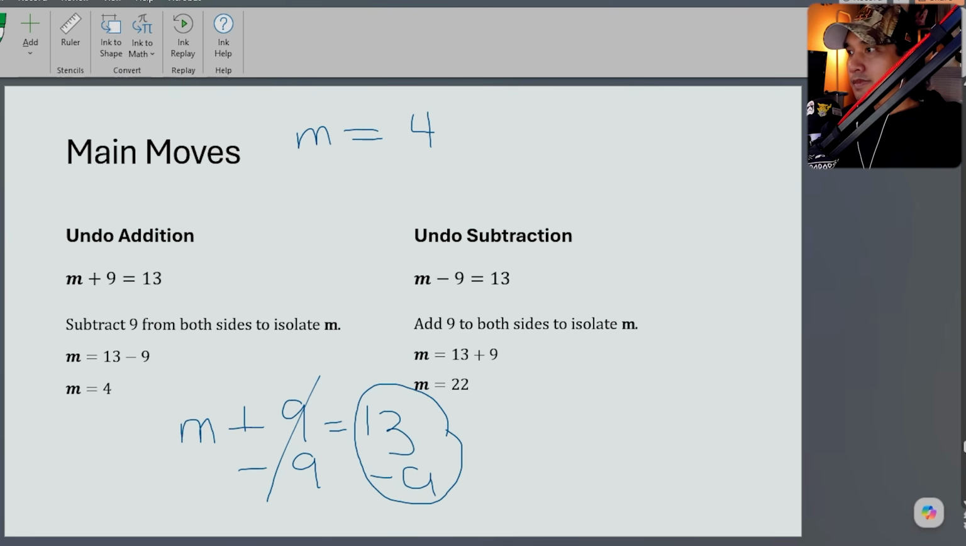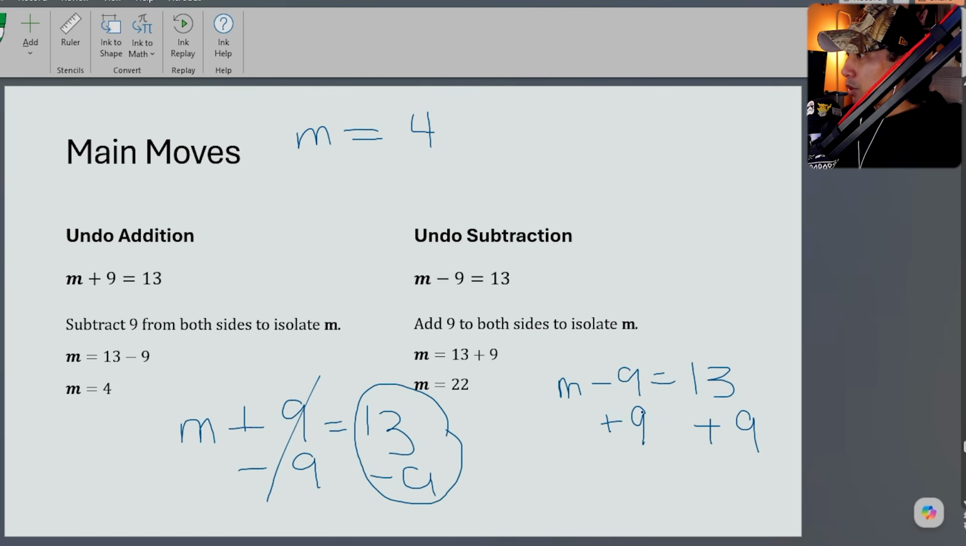Okay, so let's look at undo subtraction. m minus 9 equals 13 this time. And then we add 9 to both sides to isolate m.